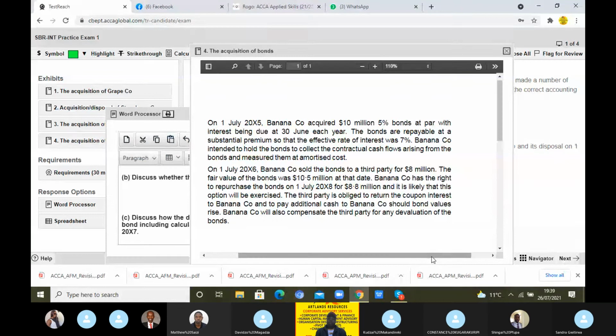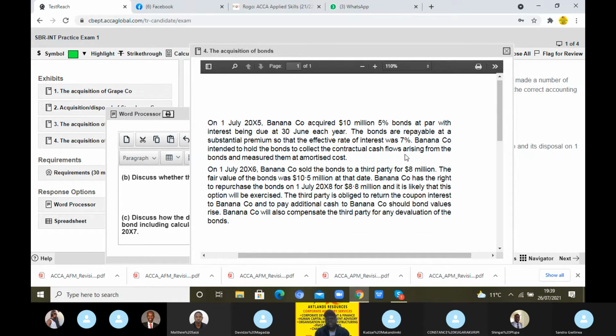On 1 July 2025, Banana acquired 10 million bonds at 5% at par, with interest due on 30 June each year, meaning 1 year later. The bonds are repayable at a substantial premium, so the effective interest was 7%. Banana intends to hold the bonds to collect contractual cash flows arising from the bonds and measure them at amortized cost.